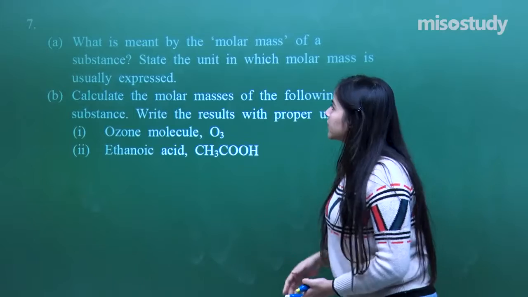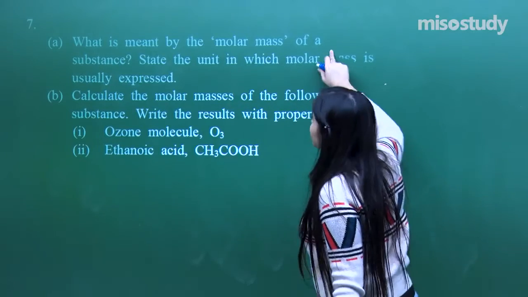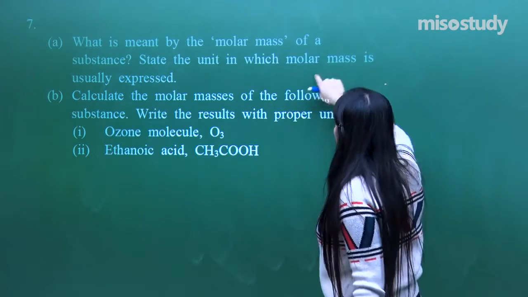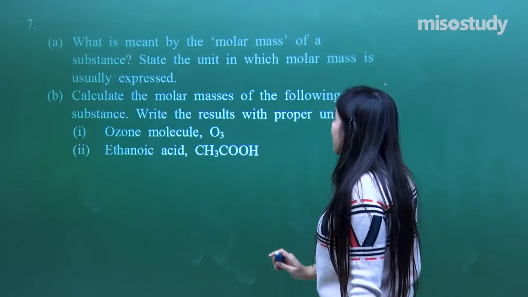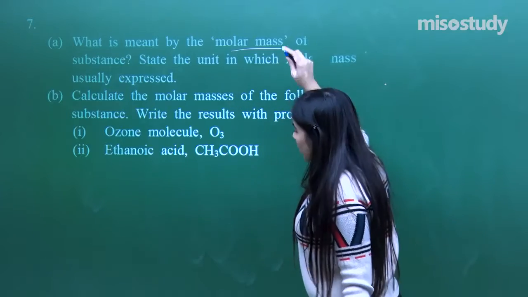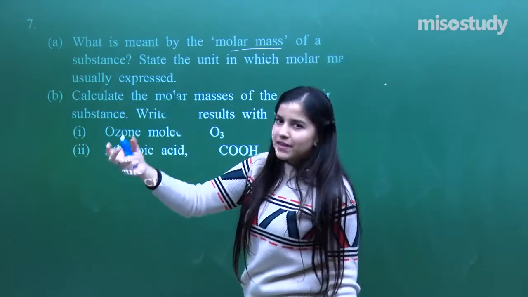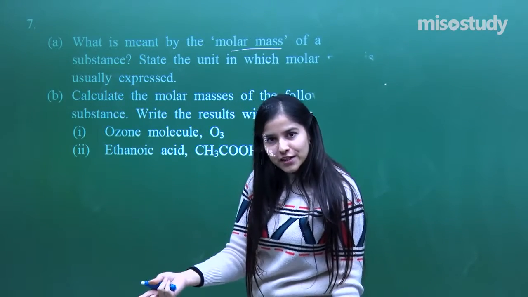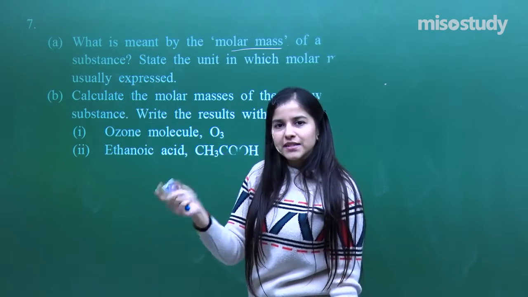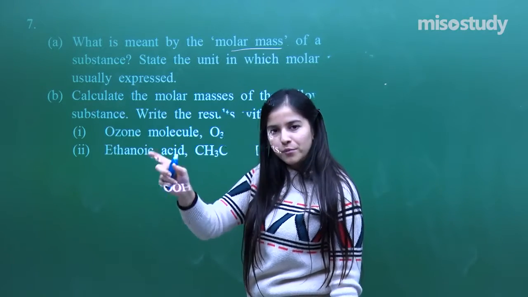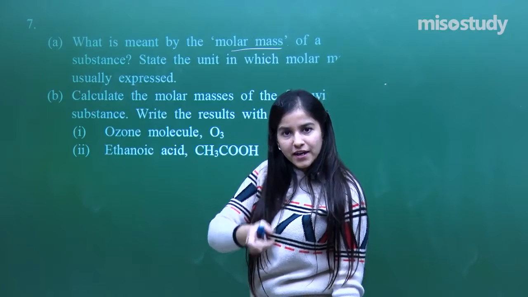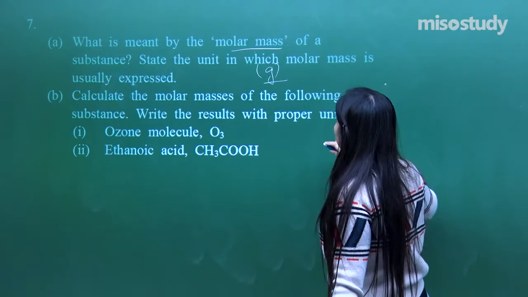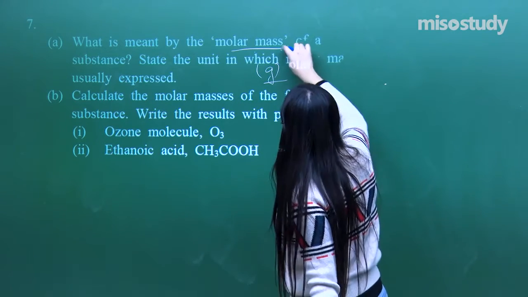Now coming on to the 7th one. What is meant by the molar mass? I have already discussed this thing. Molar mass of a substance, state the unit in which the molar mass is usually expressed. So basically, as we convert our values from the simple atoms to moles, then we consider not the molecular mass but the molar mass, which then gets converted from the unit of atomic mass unit to grams. So basically that is in grams that we express the molar mass usually.